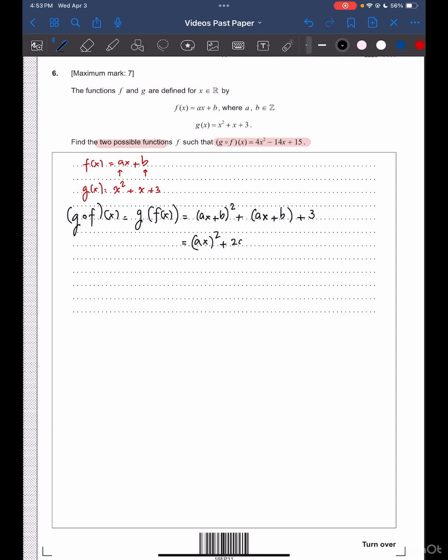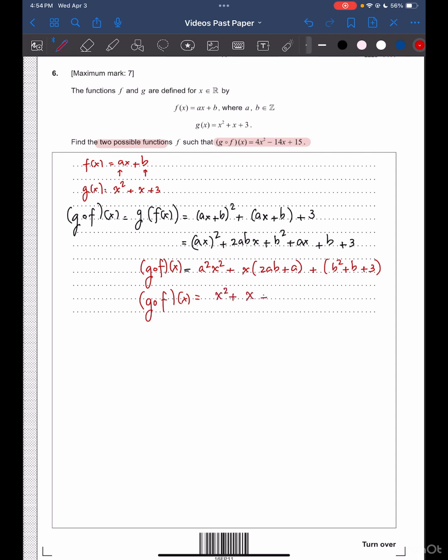Plus 2abx and b squared plus ax plus b plus 3. Okay, so we can just set here. x is a common factor: 2ab plus a, and something that doesn't have x. So that is f of x.